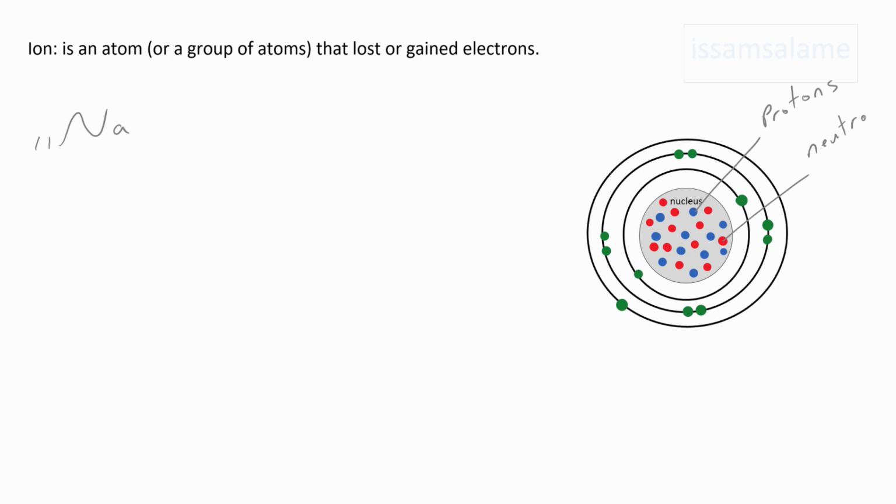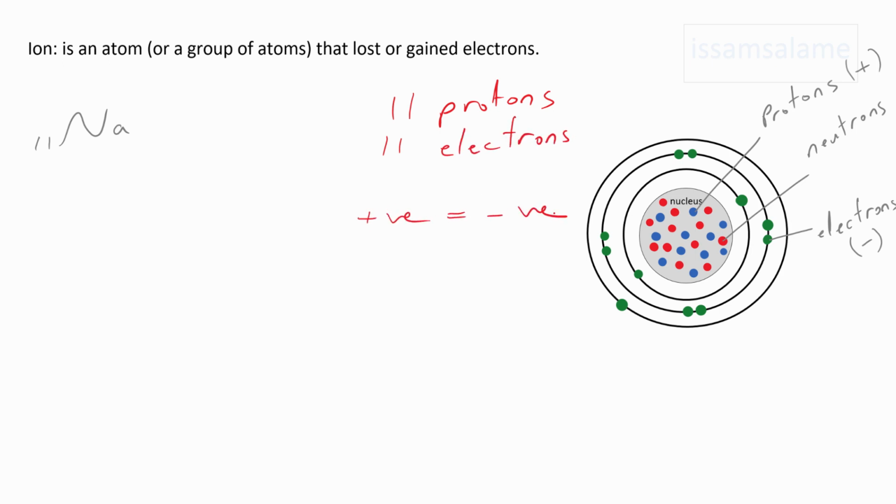I drew the protons with a blue color, the electrons with a green color, and the neutrons with a red color. Don't forget that protons are positively charged particles while electrons are negatively charged particles. Since here we have 11 protons and 11 electrons, the positive particles are equal in number to the negative particles. And as you noticed, sodium has one electron in its outer energy shell.